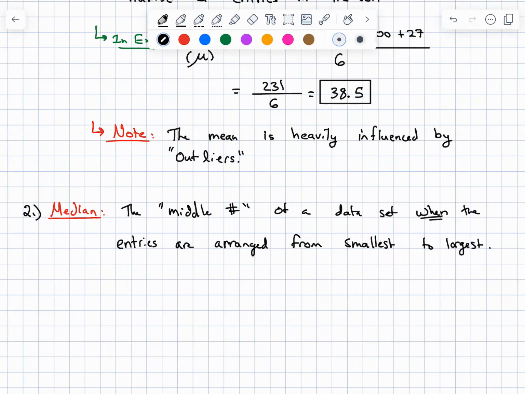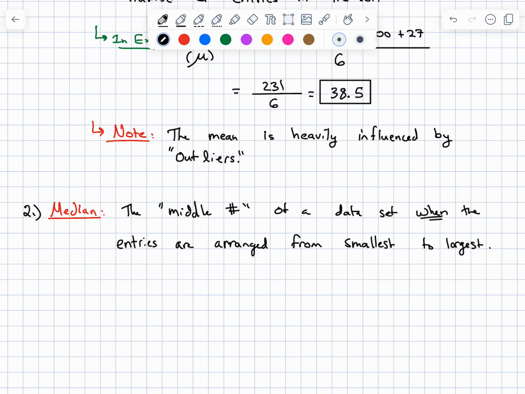So the middle number when you arrange them from smallest to largest. If you have them all jumbled around, then it's impossible to find the middle number. But if they're already arranged from smallest to largest, awesome. But if they're not, you need to rearrange them. And then here's the issue though. A data set can either have an even number of data values or an odd number of data values, right? If you have 10 people, you got even. You got 11 people, you got odd.